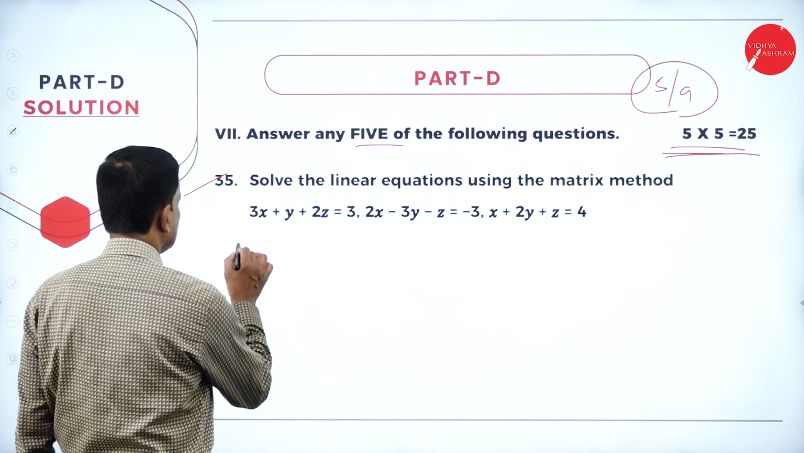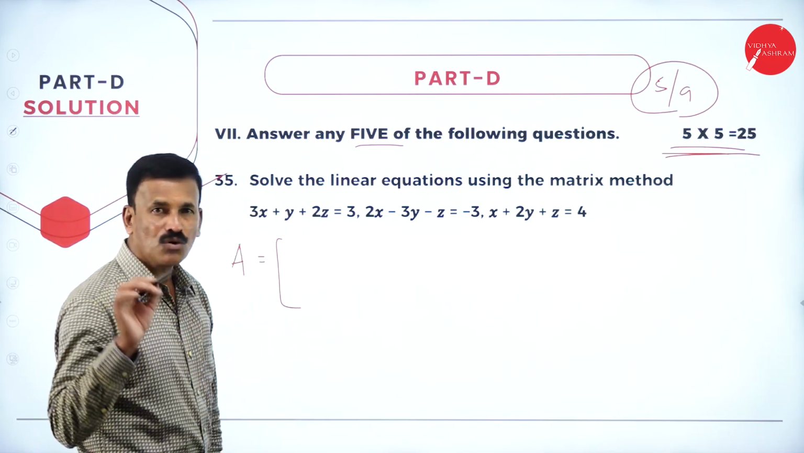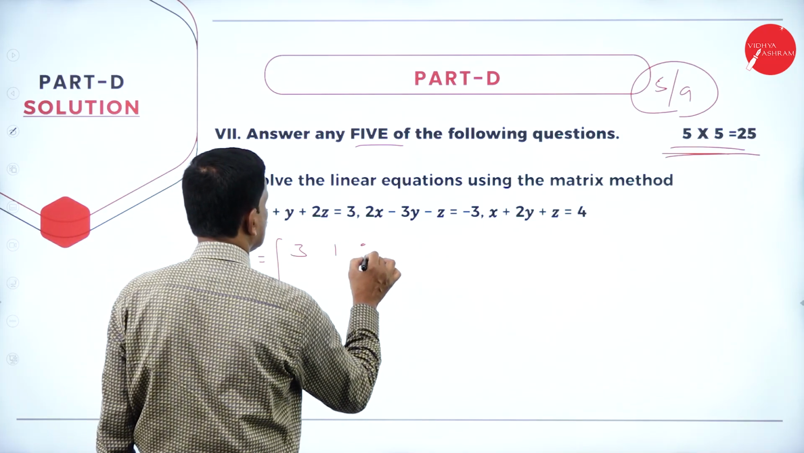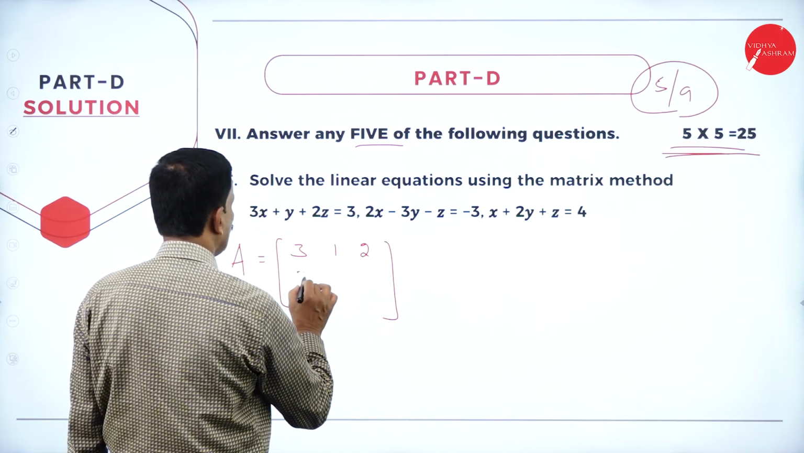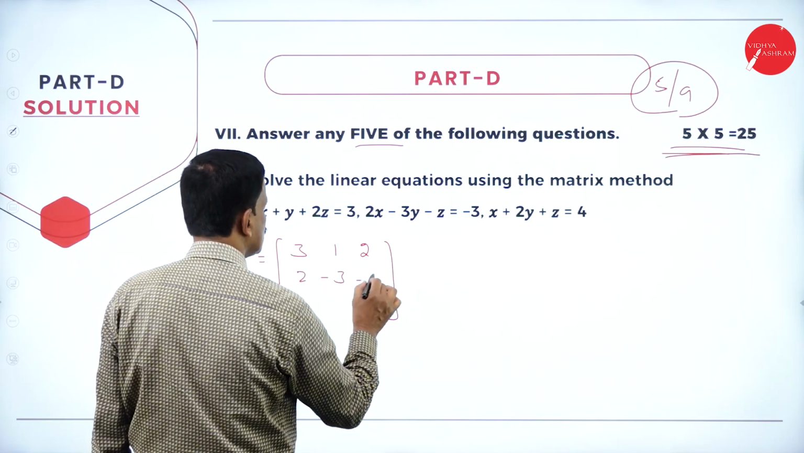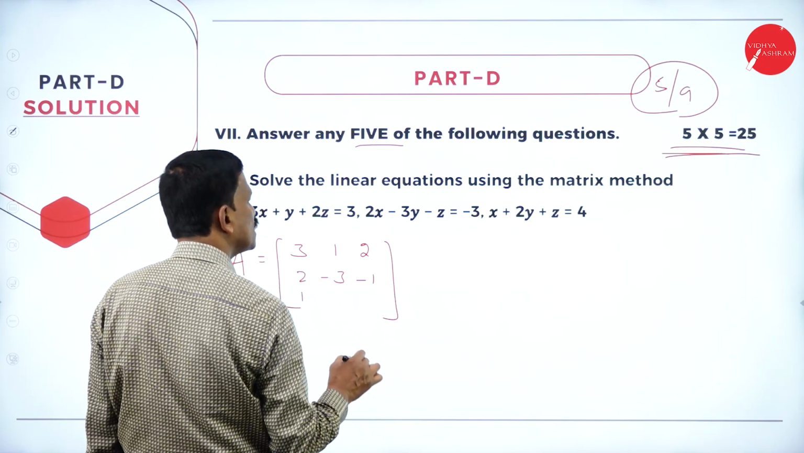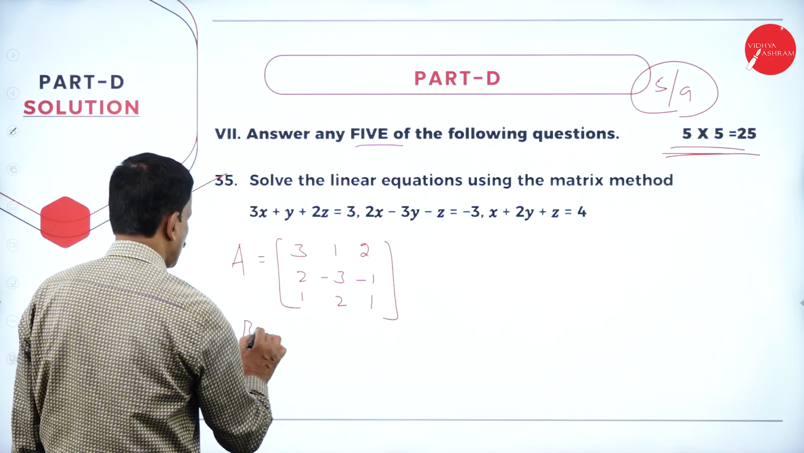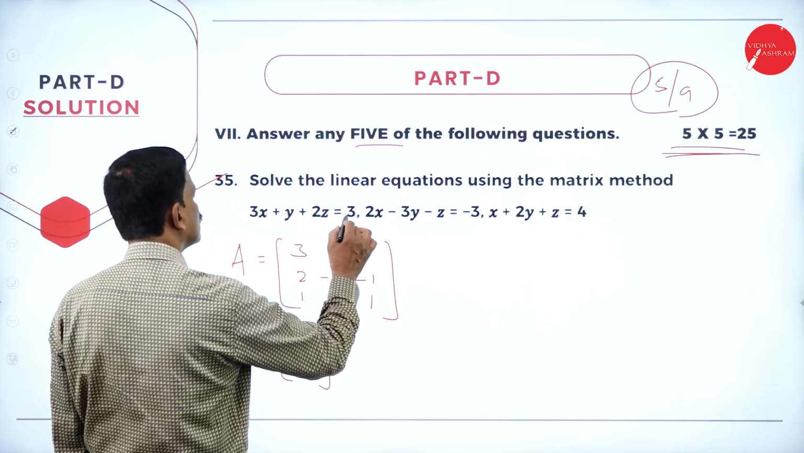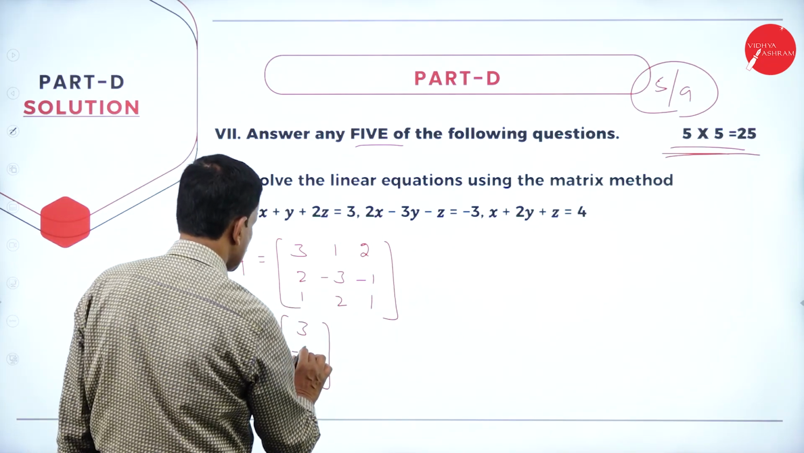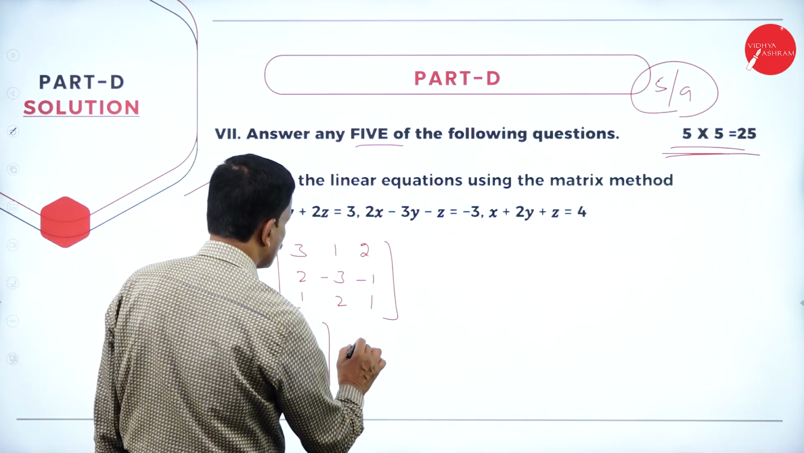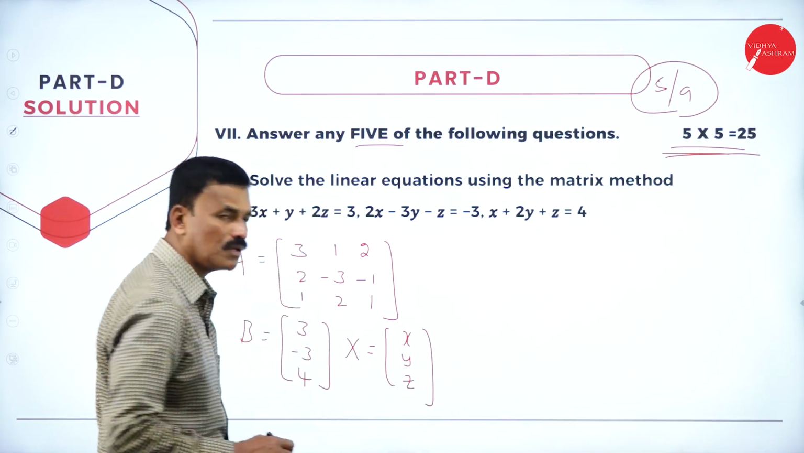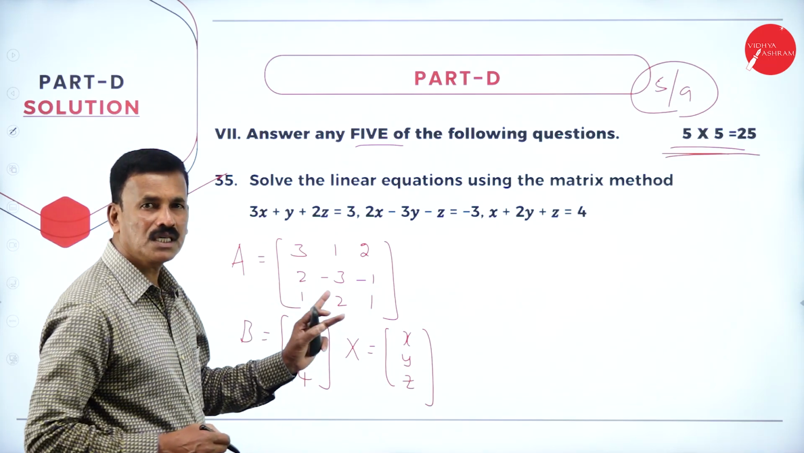Now, write down the solution. Here, the matrix A is nothing but the coefficients of x, y and z. Coefficients of x is 3, y is 1, z is 2. Similarly, for the second equation, the coefficients of x is 2, y is minus 3, z is minus 1. And for the third equation, the coefficients of x is 1, y is 2 and z is 1. Similarly, find the value of B. B is nothing but the constant values: 3, minus 3 and 4. And X is nothing but x, y and z, which is to be determined. So, find the values of A, B and X.